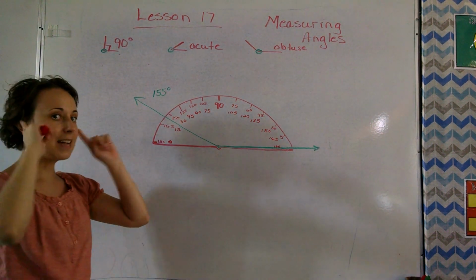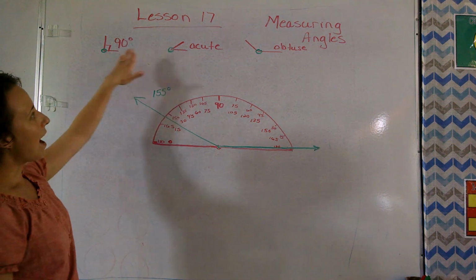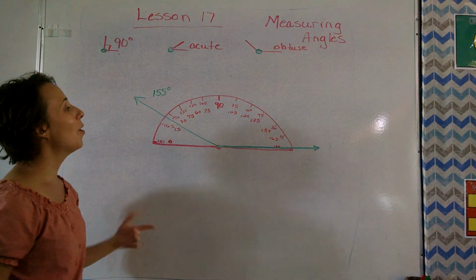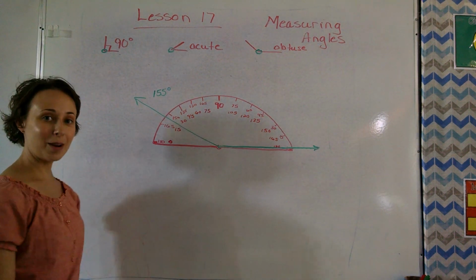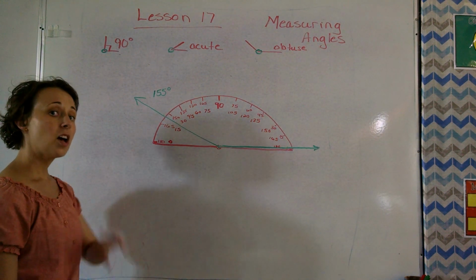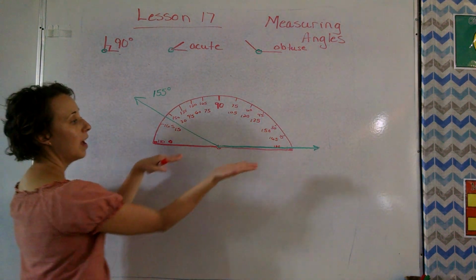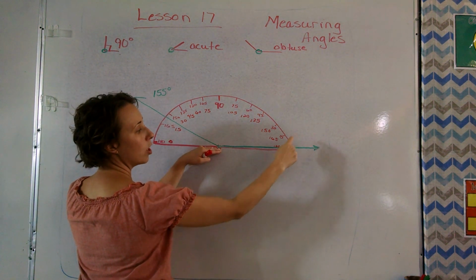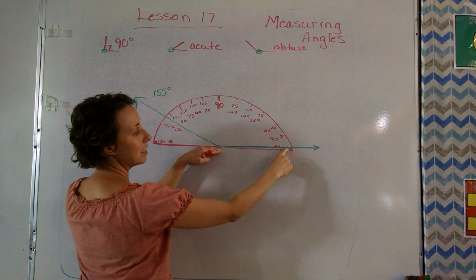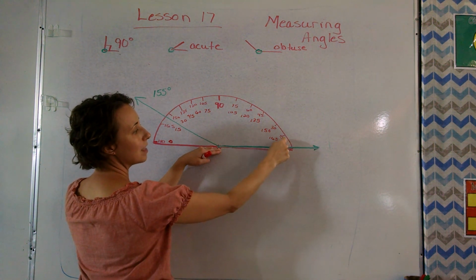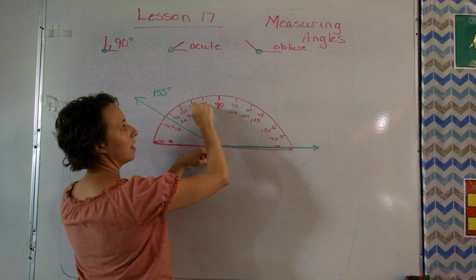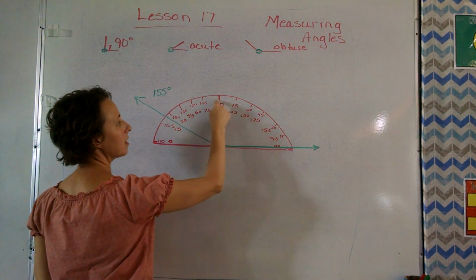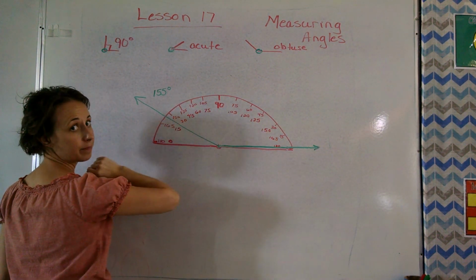You need to recognize in your brain whether you have an acute or an obtuse angle so that you know which set of these numbers you're going to be using. Two ways to think about it. One, I lined up my bottom line here. So I want to use this 0, because this is the 0 mark. So I want to use this set of numbers, because those are the ones I'm measuring from. 0, 15, 30, 45, 60, all the way up to 150.